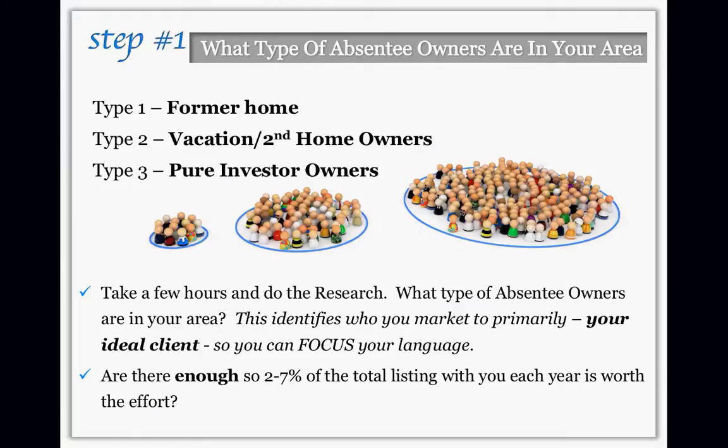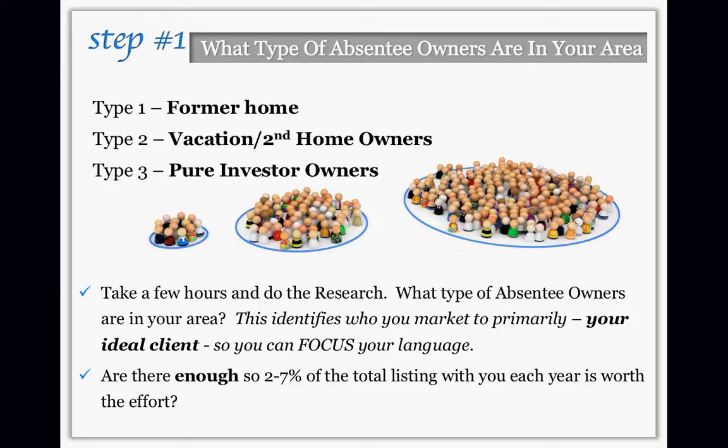So step number 1, we're going to go right into the 9 steps now. Step number 1, we identify what type of absentee owners are in your area, because depending on where you are in the country and what market you have, your absentee owners may be very, very different. And defining who they are is an important first step before you do anything else, all right?